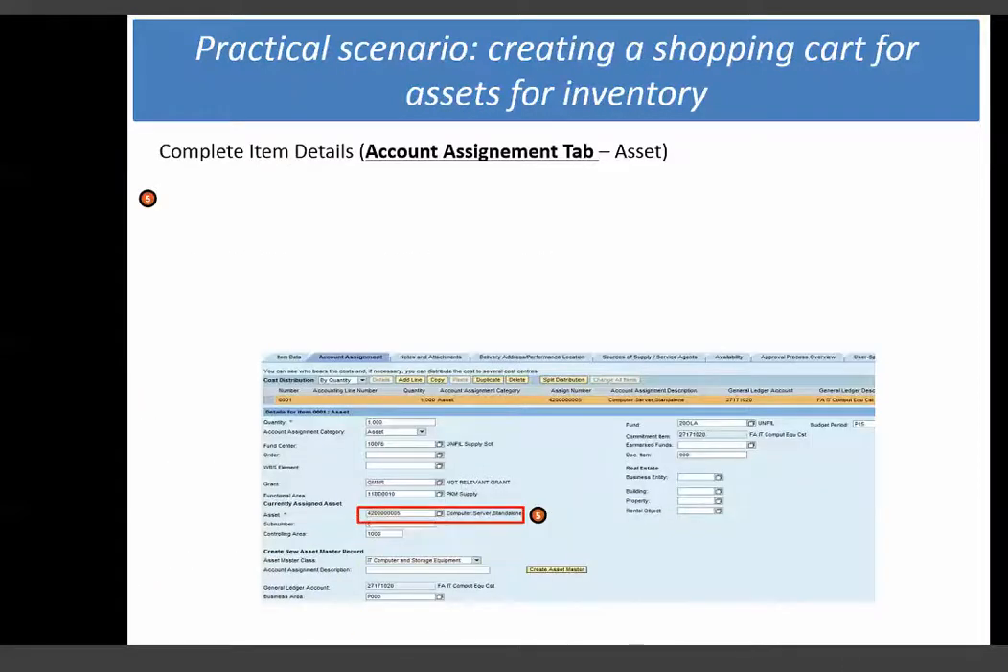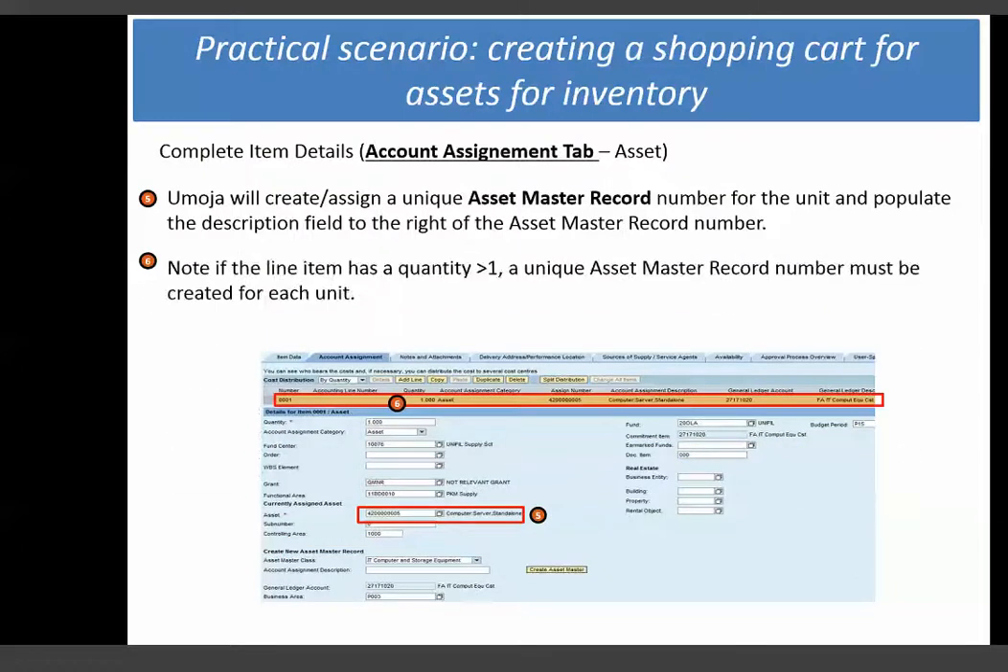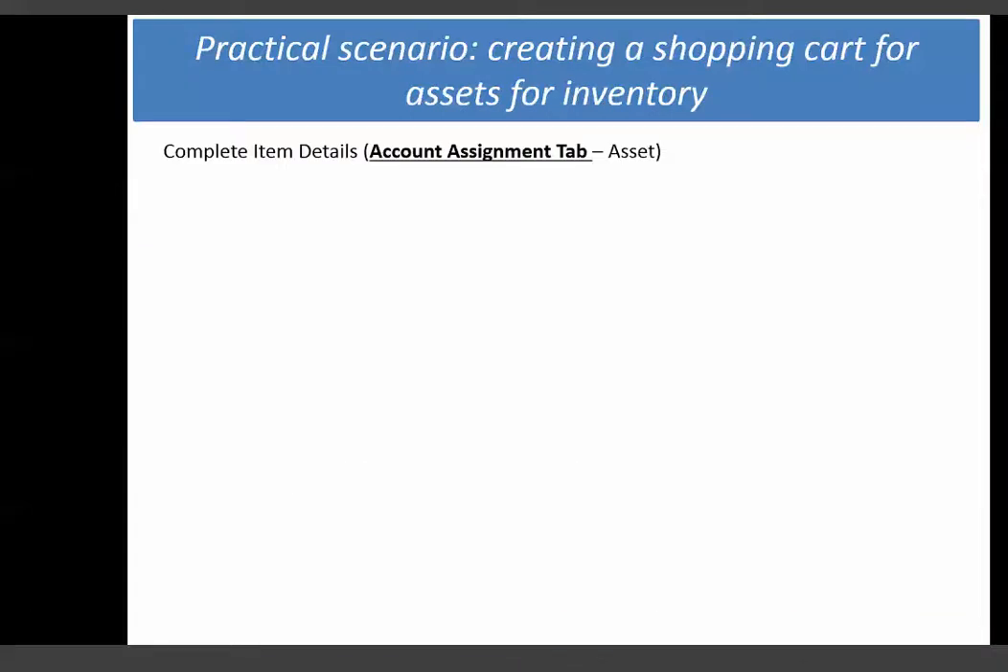In the account assignment tab, as we have seen, Umoja will create a unique number for the unit and populate the description field to the right of the asset record number. In our scenario it was X-ray machine. And then if the shopping cart line item is for quantity greater than one, you have to repeat the same operation for each unit, for each quantity. Okay?